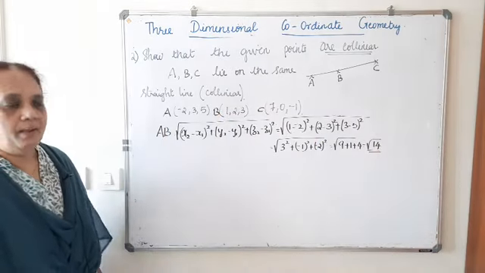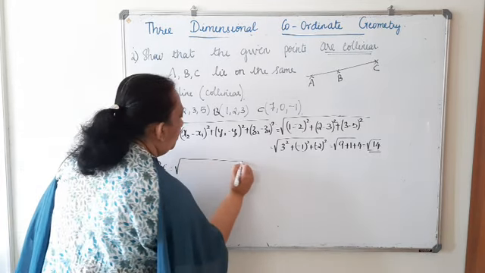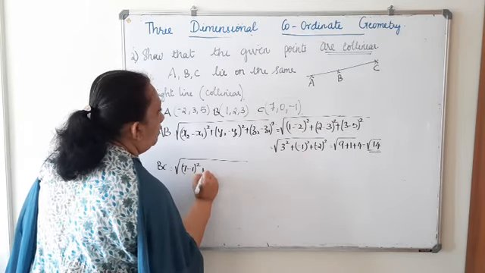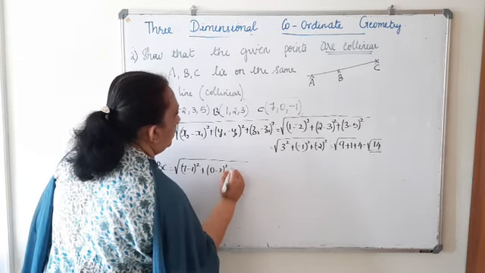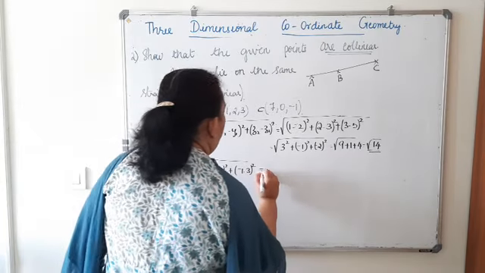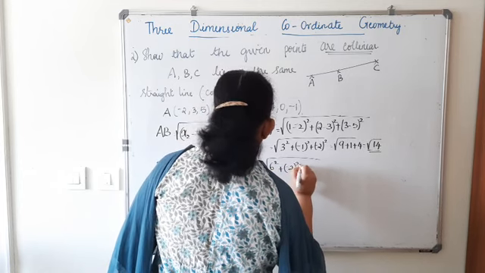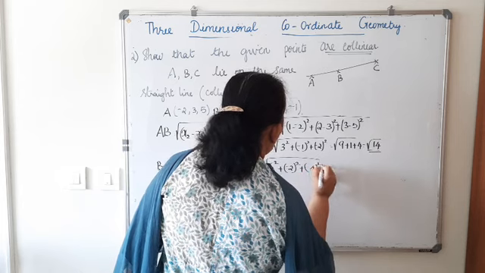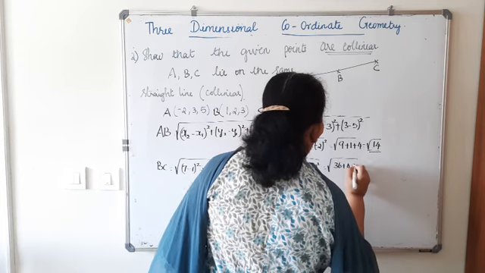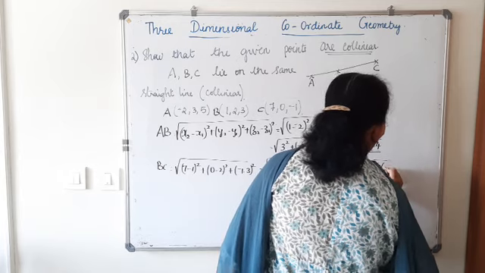This is the distance of AB. Now find out the distance BC. BC is equal to root of, formula is here, (7 minus 1) the whole squared plus (0 minus 2) the whole squared plus (minus 1 minus 3) the whole squared, equal to root of 6 squared plus (minus 2) squared plus (minus 4) squared, equal to root of 36 plus 4 plus 16. 40 plus 16 is equal to root of 56.